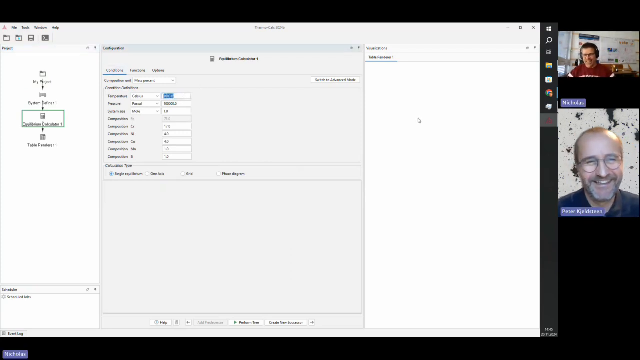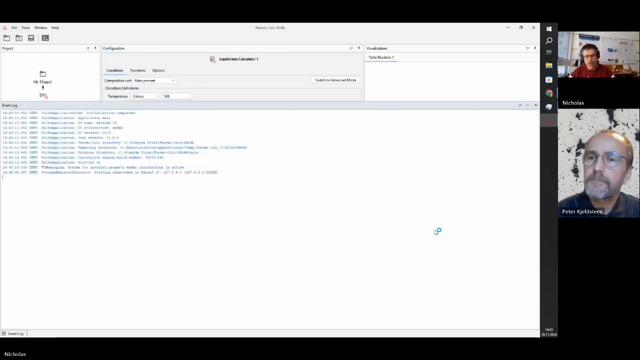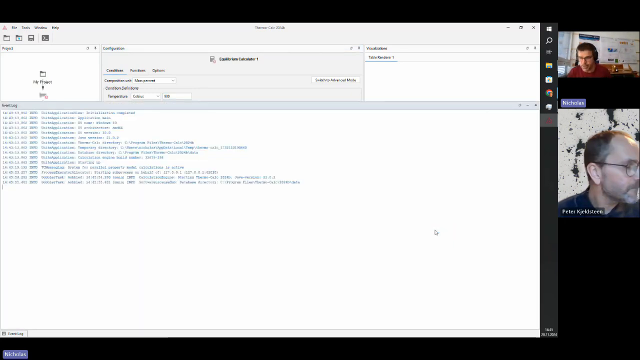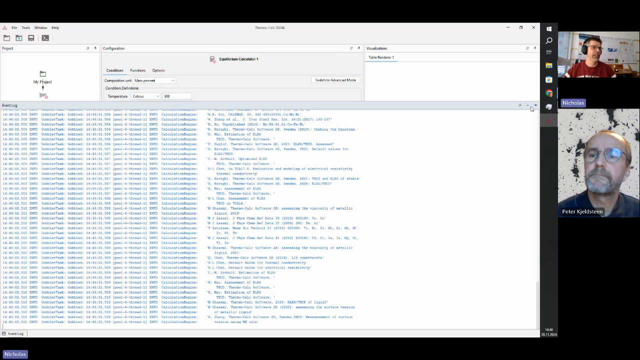So I'll do the single point calculation. I'll do it at 900 degrees, actually. I've already looked at this alloy in advance just to see what it actually is. So that's why I choose 900 degrees, and you'll see in a moment why I choose 900 degrees, not 1,000 degrees.